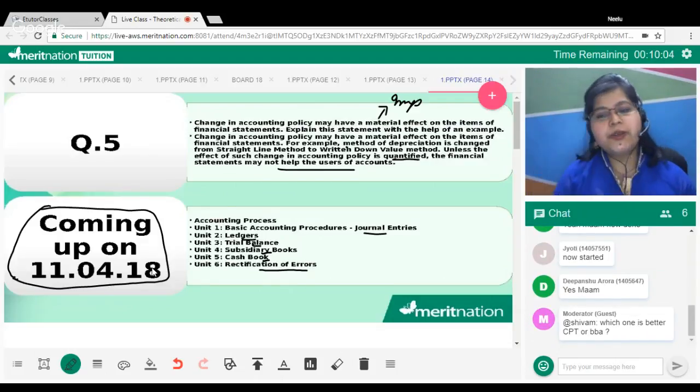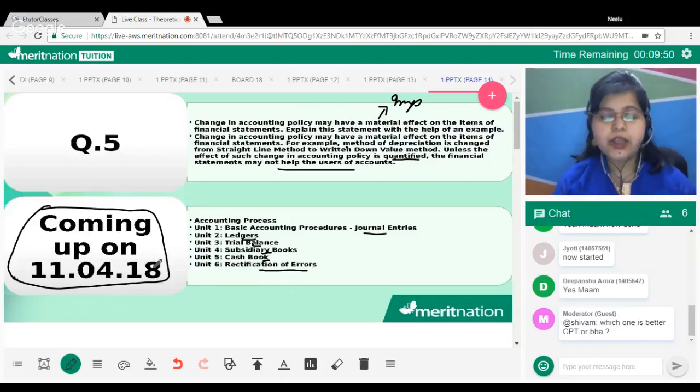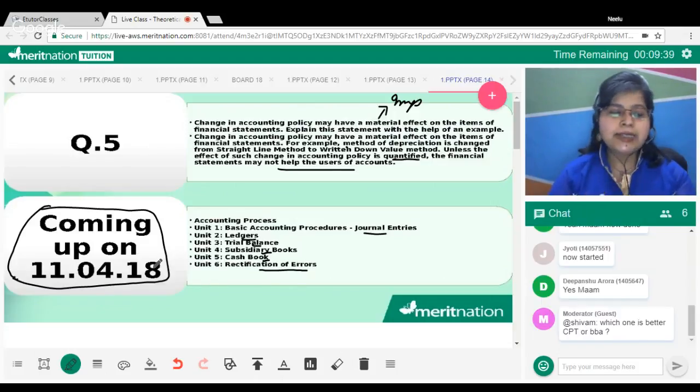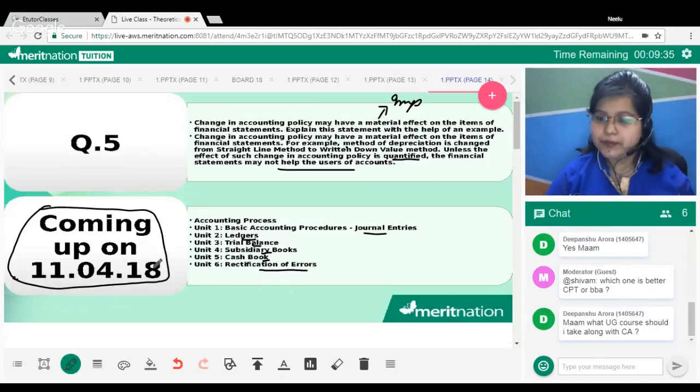Which one is better, CPT or BBA? Okay, Shivam. Now, there is no certain comparison here because both go into completely different directions. BBA is a bachelor's course. After that, you have to go to masters and stuff. But CPT, on the other hand, is a completely professional course which is not connected to graduation at all. So when you go for CPT, that is when you go for CA, and in that case, you also have to pursue a separate bachelor's degree.